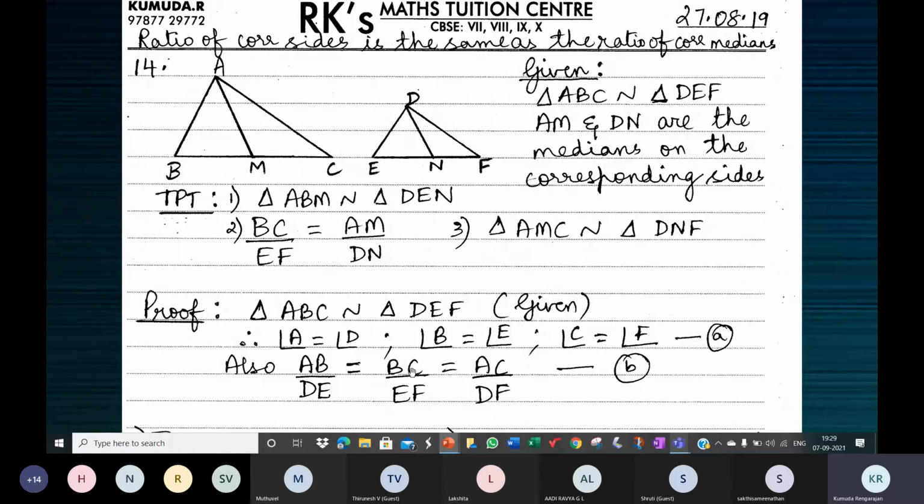So we can go ahead with this ratio, but we need to prove that this triangle is similar to this triangle. We'll go ahead with this proportion. AB by DE is fine. We'll change BC by EF. We'll divide the numerator and denominator by 2. So BC by 2, half of BC can be written as BM. Yes or no?